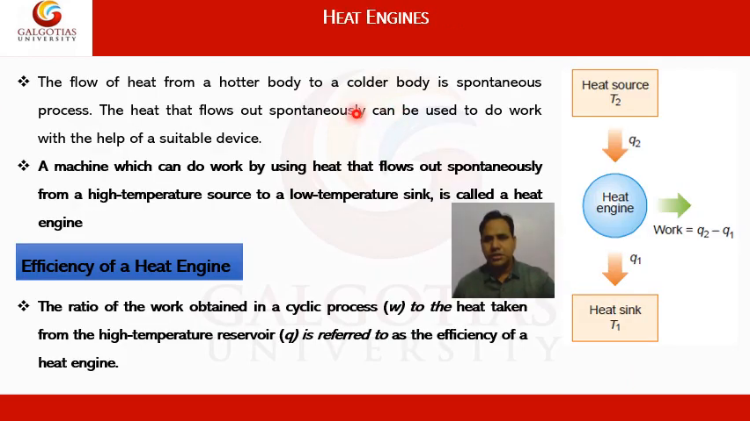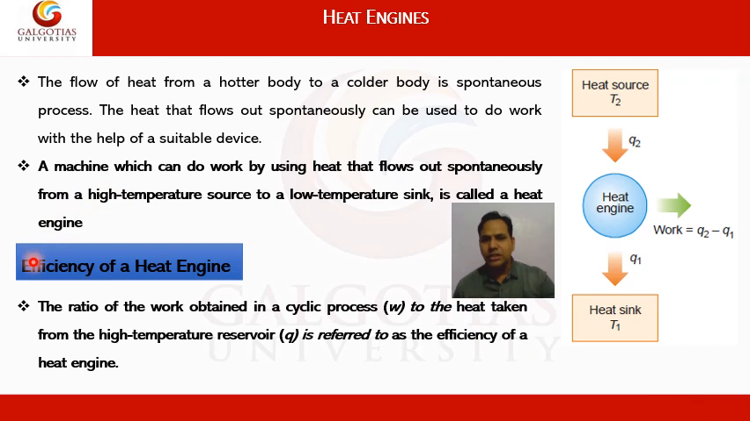Here showing the heat engine. So the flow of heat from a hotter body to a colder body is a spontaneous process. The heat that flows out spontaneously can be used to do work with the help of a suitable device. So showing here the heat source T2 and heat sink T1, the heat engine, and the heats Q2 and Q1, so work done is equal to Q2 minus Q1.